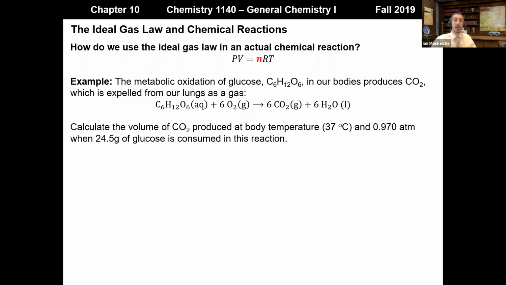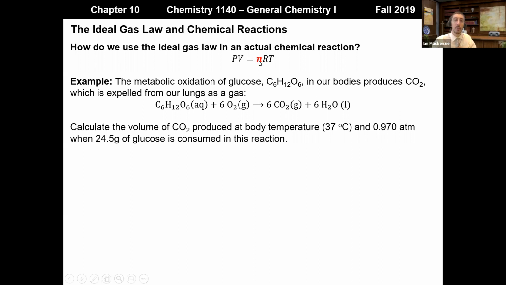Now, calculate the volume of CO2 produced at body temperature, which is 37 degrees Celsius, and slightly less than standard atmospheric pressure, 0.97 atmospheres, when we've got 24.5 grams of glucose that we consume. So how do we even approach this? Well, we approach it by solving for N.